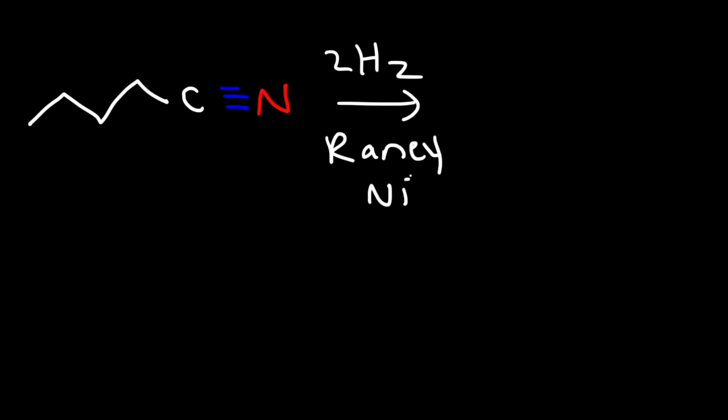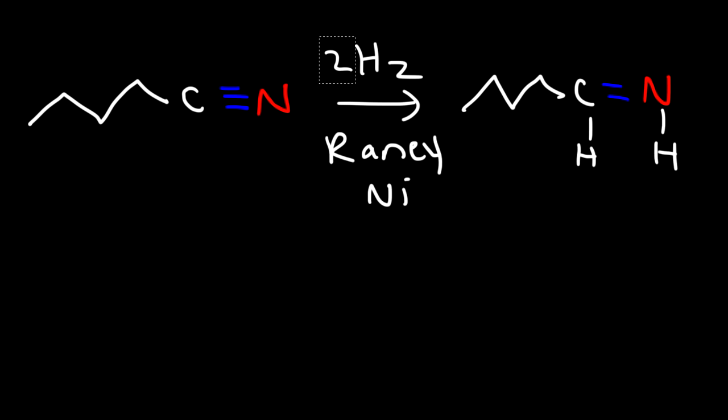Now, what if we have, let's say, a nitrile? What's going to happen if we react the nitrile with hydrogen gas? Now, we need two equivalents of hydrogen gas. Well, once you add the first equivalent of hydrogen gas to a nitrile, the triple bond will go down to the double bond level, and we're going to add a hydrogen across that triple bond, one at the carbon and one at the nitrogen. So that's when the first equivalent of H2 reacts with the triple bond.